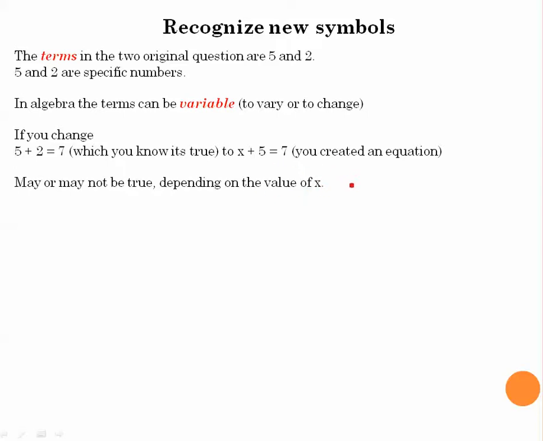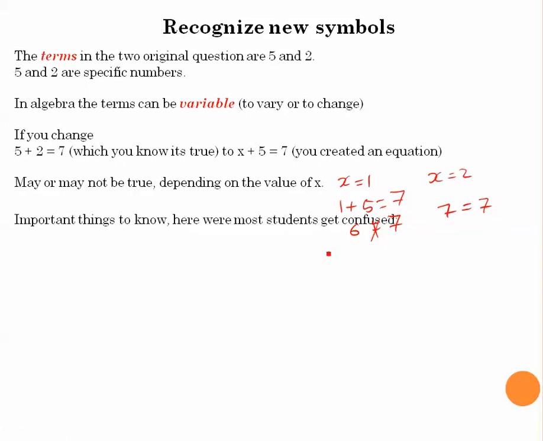So if we place x, for example, equal to 1, this equation is not going to be true, because if I take x and put 1, 1 plus 5 equals 7, adding gives 6 equals 7, that's not true. 6 will never equal 7, so it's not true. Now if I put x equal 2, that would give me 7 equals 7, which is true.